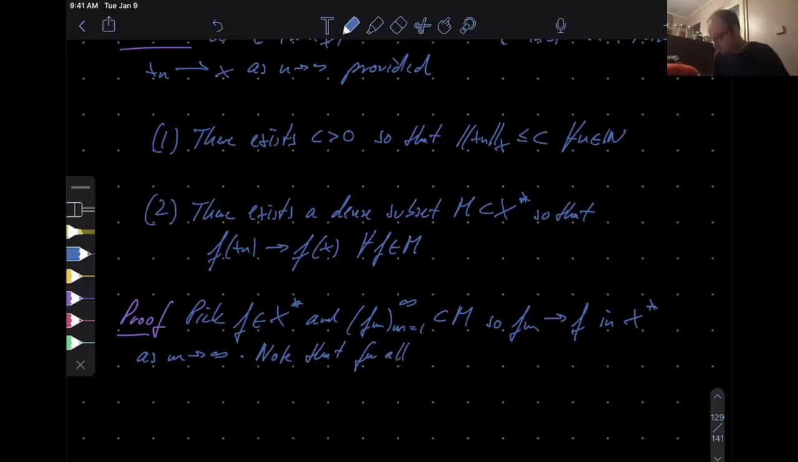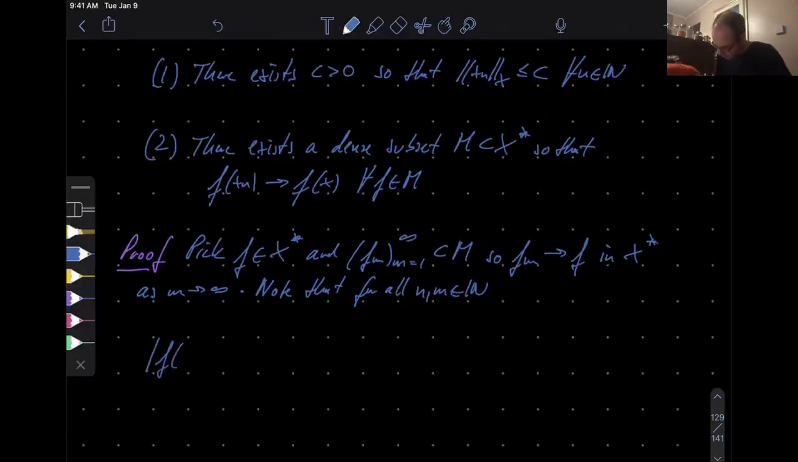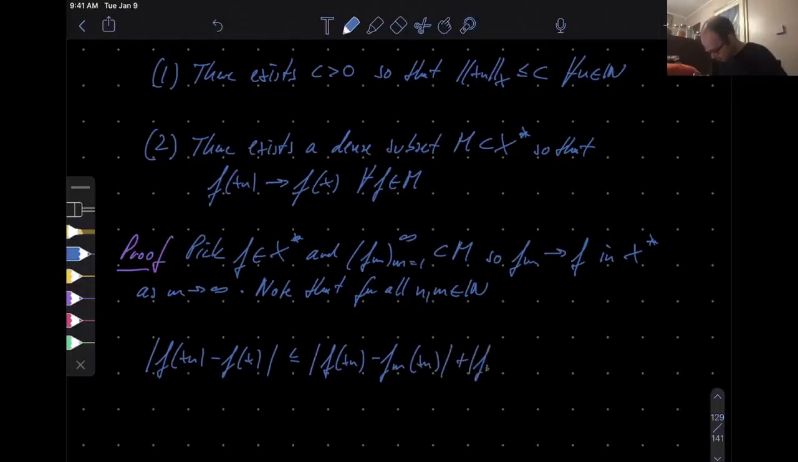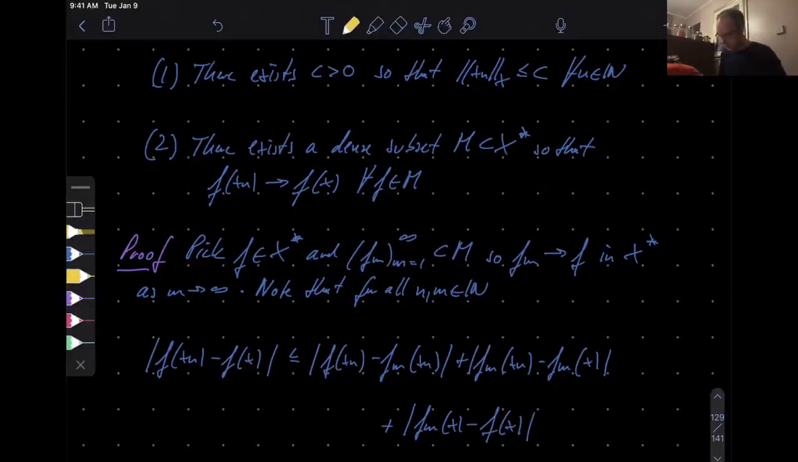Note that for all n, m natural numbers, now you want to say something about this guy, right? That is the kind of difference that you want to make small. So what you do is you insert successively terms for which you can say something, right? So you squeeze in fm of xn, and then fm of x plus fm of x minus f of x. Okay, ordinary triangle inequality in the underlying field.